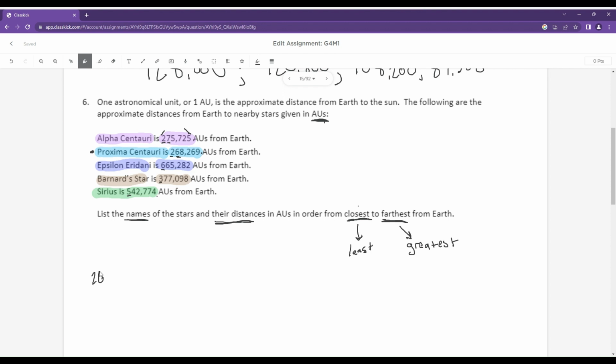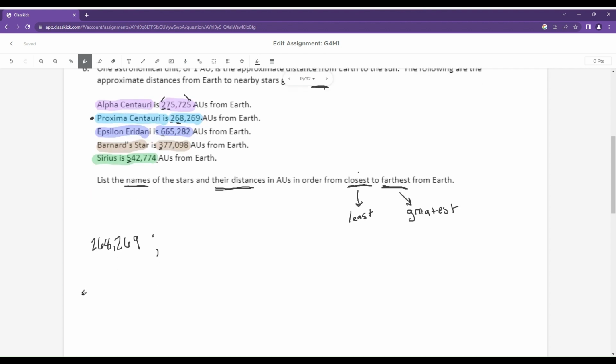So 268,269. And again, that is Proxima Centauri. And just so I don't confuse myself, I'm going to go ahead and cross that one out so I can just focus my attention on the other ones.